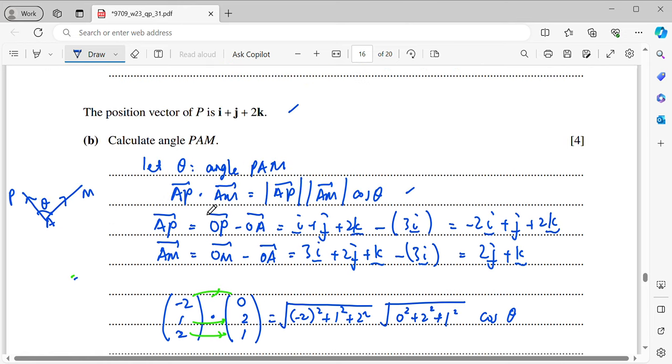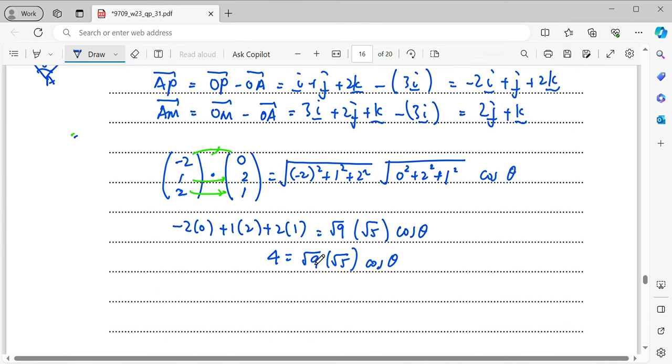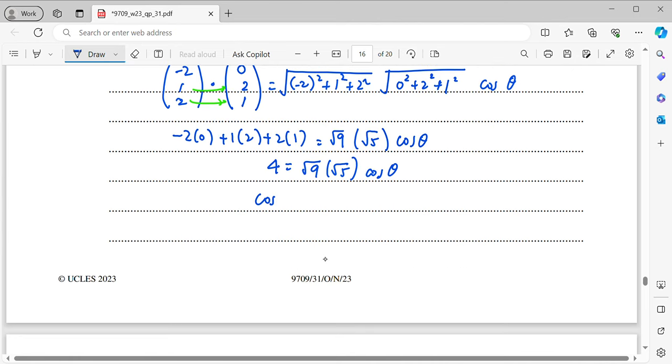Now since the question is just asking for the angle, we just need to find theta. So now my cos theta is 4 over square root 5 times square root 9. Therefore, my theta is inverse cos of this value, and then you will get 53.4 degrees. You can change the square root 9 to 3, no problem. Alright, so that's the angle PAM.